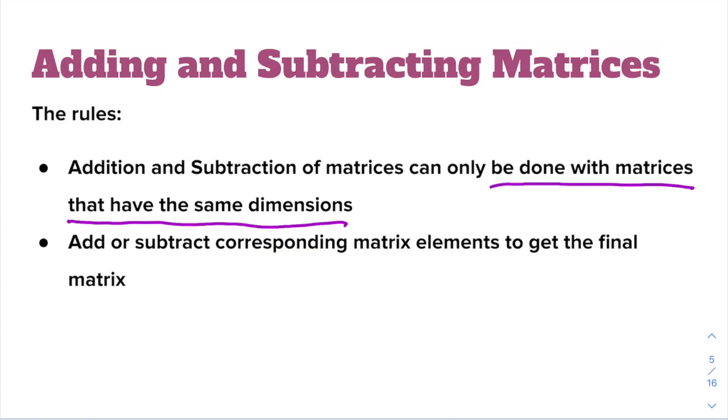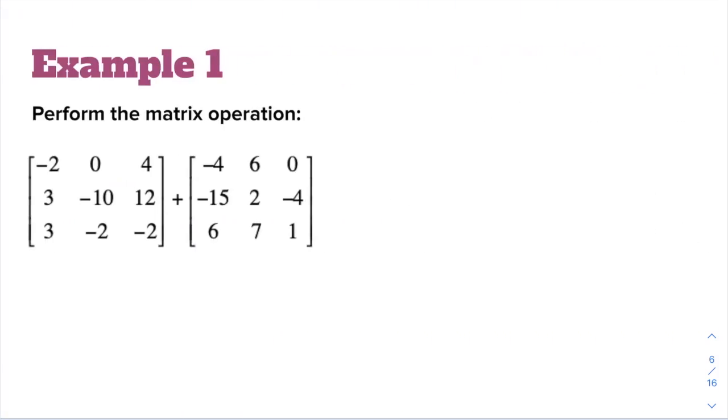So first you check that you have matrices that are the same dimensions, and then you can go through and add or subtract them. So here's an example of what this looks like. It says, example 1, perform the matrix operation. So this is matrix addition. I know that because I have a plus sign between two matrices.